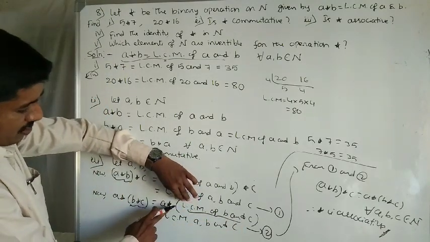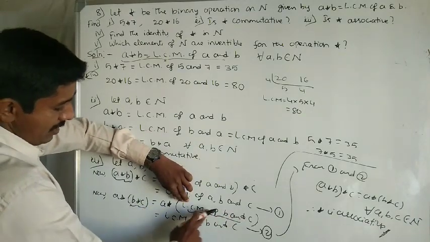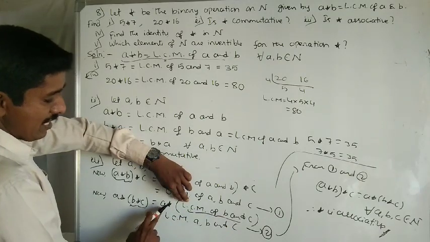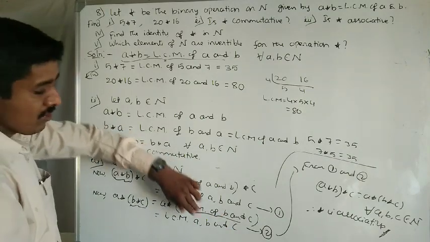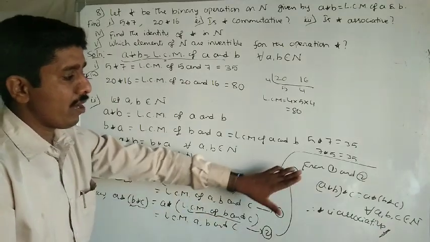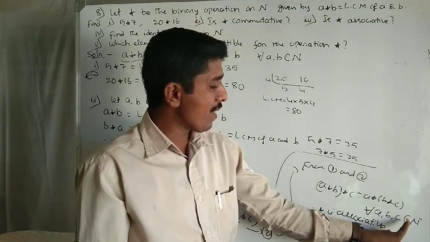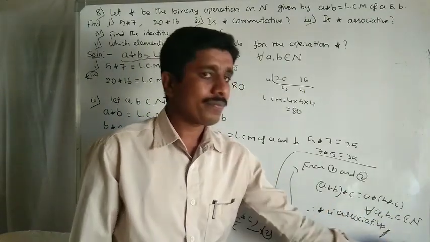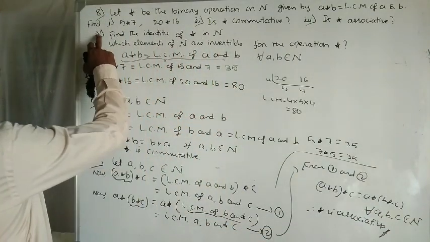Next I am defining binary operation star: LCM of A and, here second one, B and C. Again LCM. LCM of A and LCM of B and C means LCM of 3 elements A, B and C. Called as equation 2. From 1 and 2, LHS equal to RHS for all A, B, C belongs to N. Therefore, star is associative.